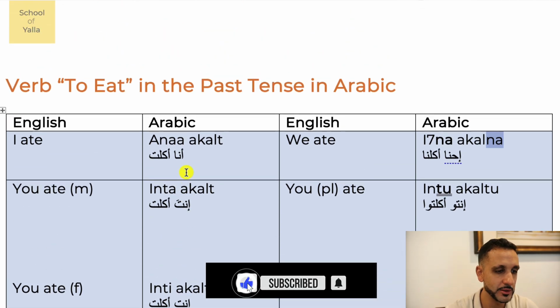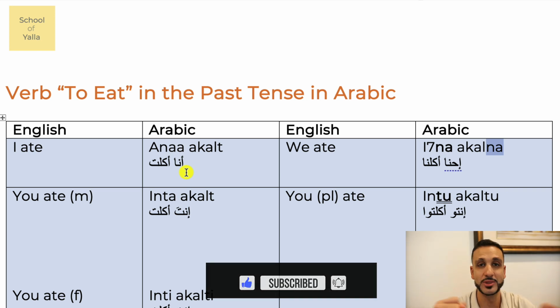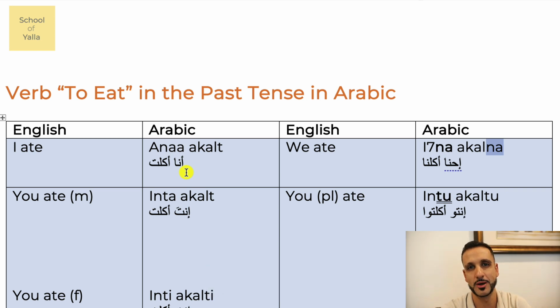How you can use this? You can start making conversations ASAP with this verb. It's super useful, super common. You can ask someone, what did you eat? How do we say what? كيف بنقول what بالعربي? Easy. If you're a beginner, شو.